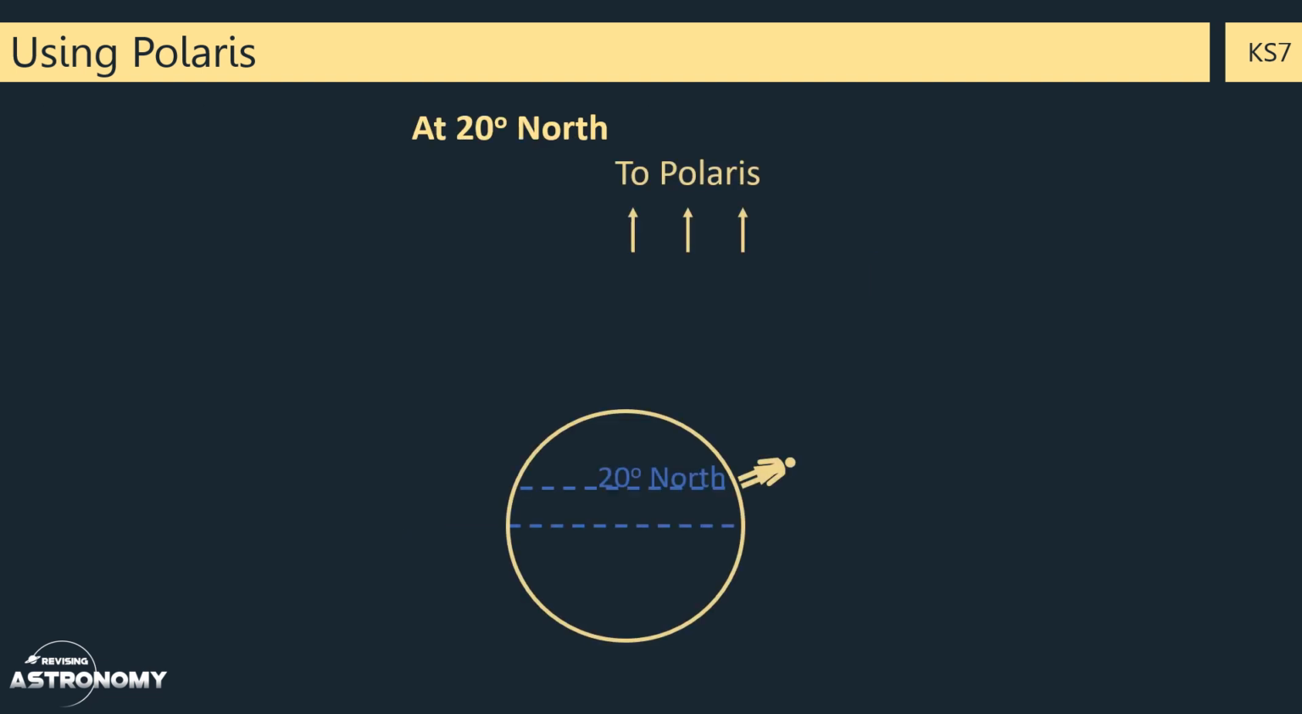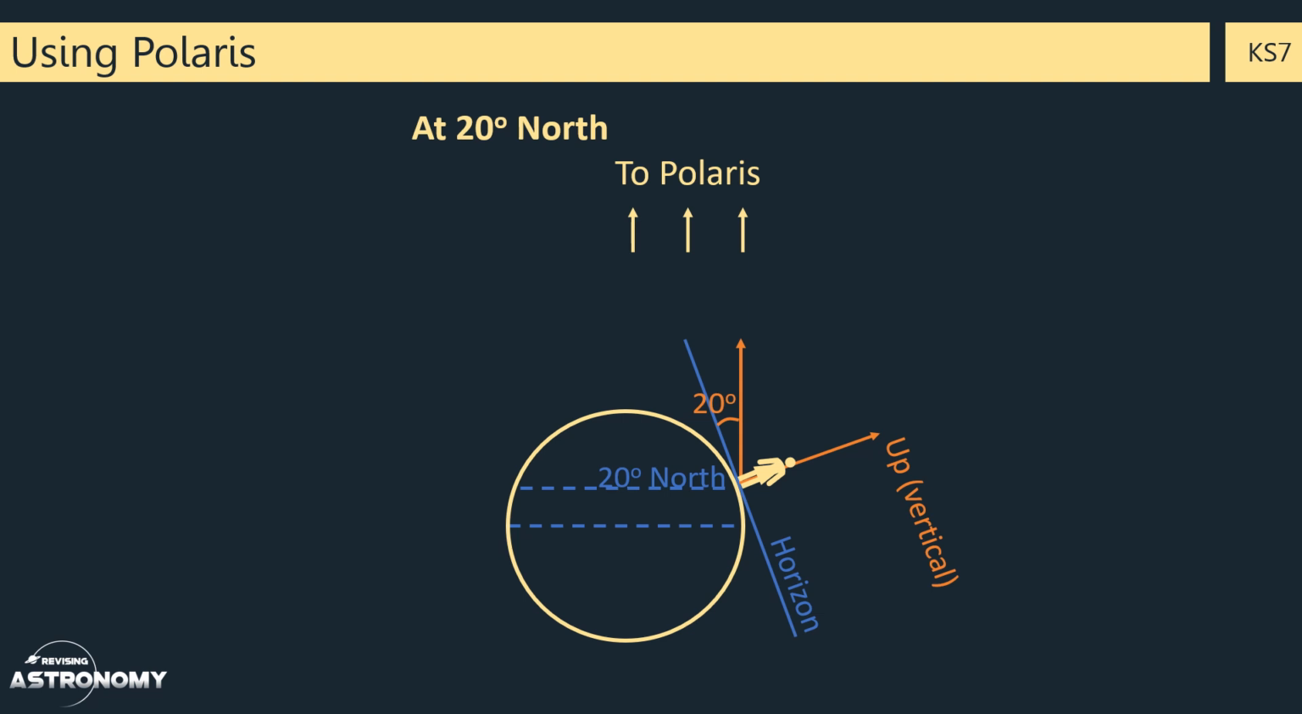If you drew this diagram at any of the intervening points, you would see it be the same. Here the observer is standing at a latitude of 20 degrees north, and you could see that they would see Polaris at 20 degrees above the horizon.